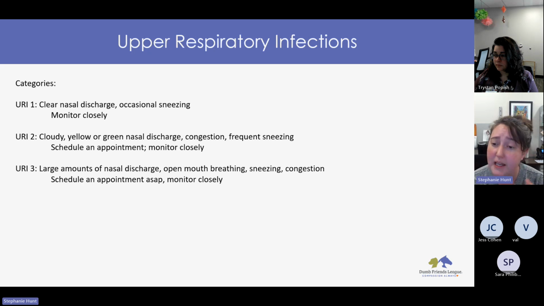So monitoring appetite, monitoring their activity level, watching for their outputs. Are they pooping? Are they peeing in the litter box? Are they themselves? Are they kind of shutting down a little bit?